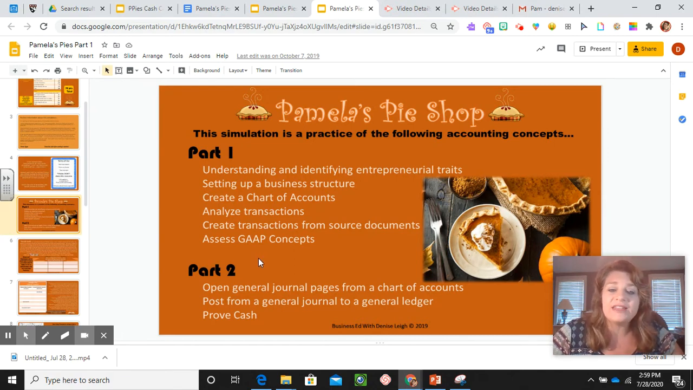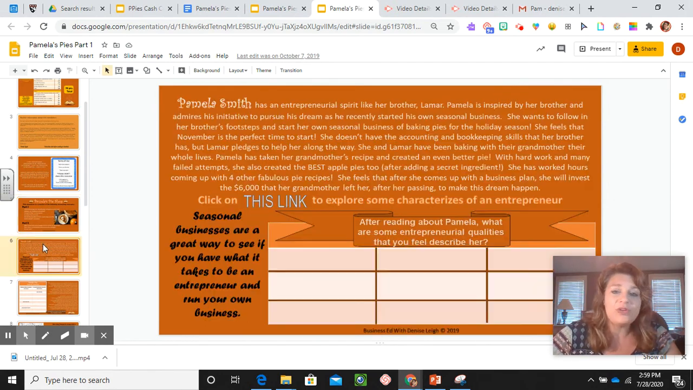Part 2 is open general journal pages for charts of accounts, post from the general journal to the general ledger. Of course, if you're using multi-column, you want to make sure you get that one. And then the third is proving cash in part 2. So students read a little bit about Pamela and her journey, and all 4 of these simulations go with Pamela's journey as an entrepreneur, as her business grows and becomes successful.